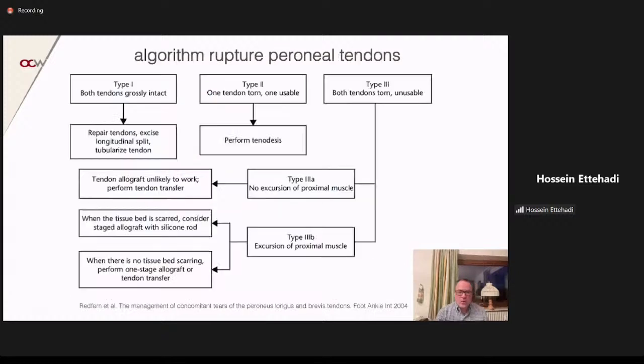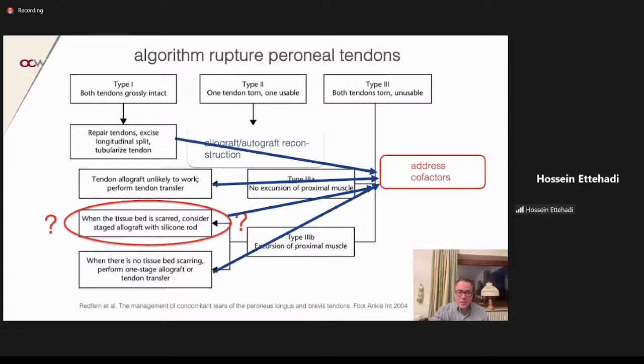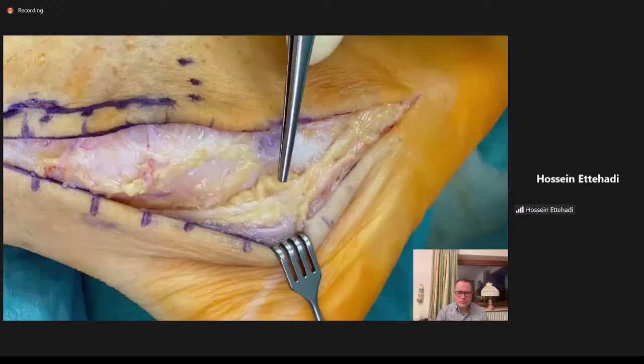So my personal treatment algorithm is a tiny bit different to what Mousavian and Redfern suggest. I do not perform tenodesis, but I always do an allograft or autograft reconstruction. I do not do the two-stage procedure. I just do not feel that there's the need for it. And I find that it is really important to address biomechanical cofactors that are the very origin of the ruptures of the peroneal tendons. This is the CT of a case that I just did some weeks ago.